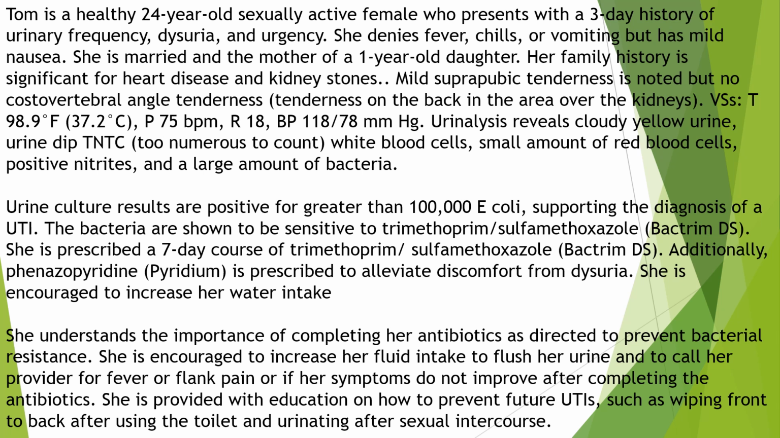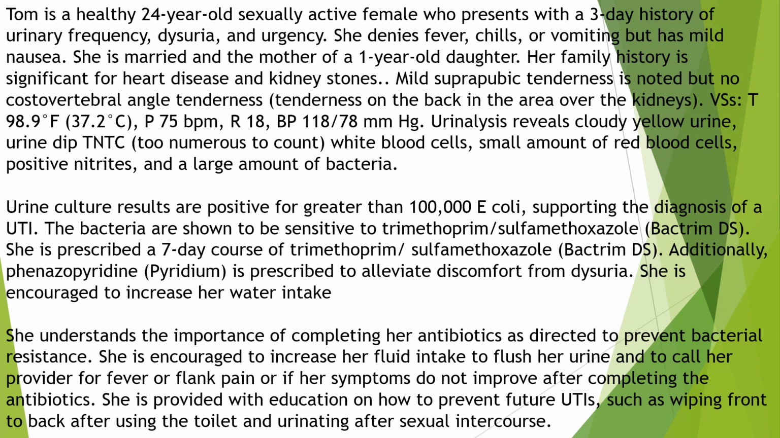Tom, a healthy 24-year-old sexually active female, presents with a 3-day history of urinary frequency, dysuria and urgency. She denies fever, chills or vomiting but has mild nausea. She is married and the mother of a 1-year-old daughter. Her family history is significant for heart disease and kidney stones.